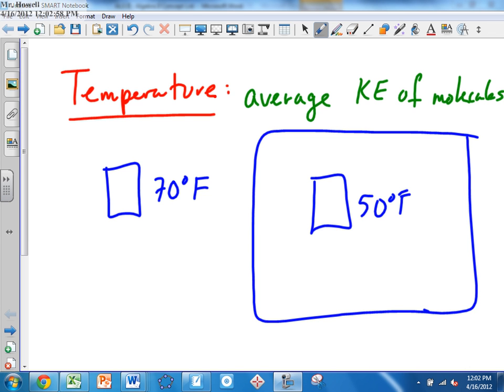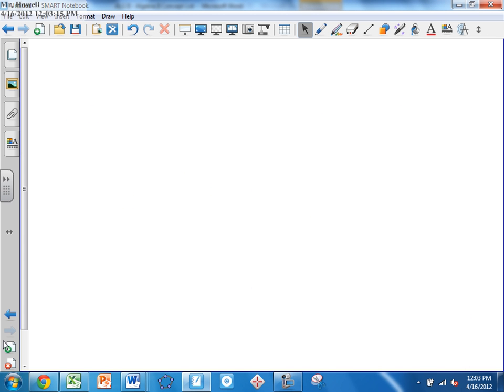So, if I wanted to get something down to, that was our starting point. If I wanted to get something down to, come on. There we go. Why is our smart board not working?